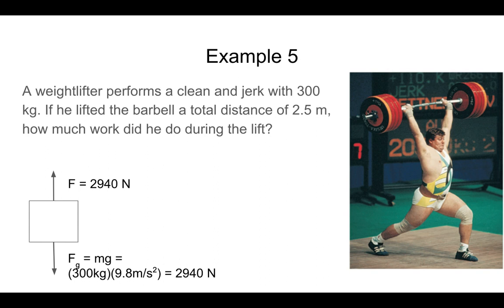So now we have a force, we have a displacement of 2.5 meters, and we know that the displacement of the barbell is upwards as well. So the angle between the applied force and the displacement is 0. So work is equal to force times displacement times the cosine of theta. We get 2,940 newtons times 2.5 meters times the cosine of 0, and we get that the work done by the weightlifter is 7,350 joules.